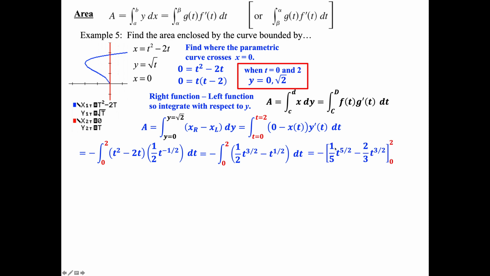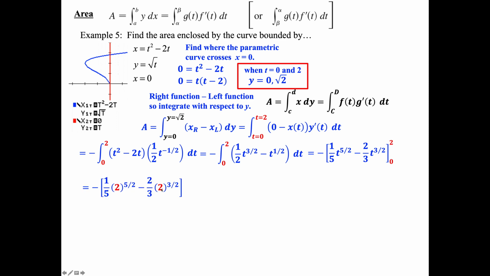That's going to give me 1/2 t to the 5/2. Remember, we're adding 1, so that's taking your 5/2 divided by 5/2, which is the same as multiplying by its reciprocal 2/5. So the 2's cancel, leaving us 1/5. 1/2 plus 1 is 3/2. Divided by 3/2 is the same as multiplying by 2/3. Well, we can see if we plug in zeros, that's going to give us a 0, so we just have to substitute in the 2.